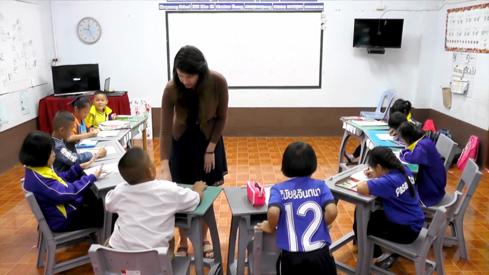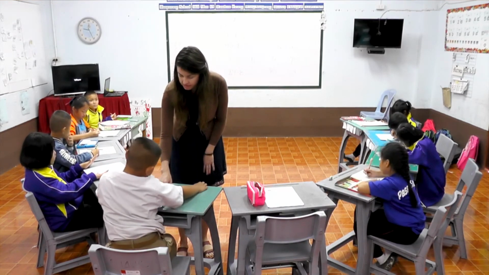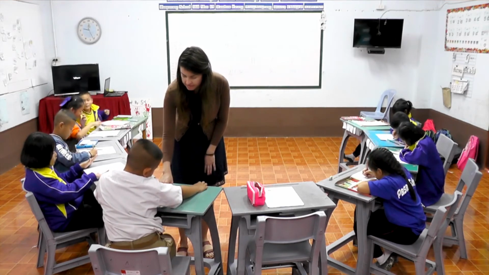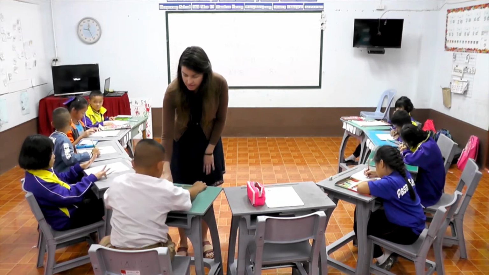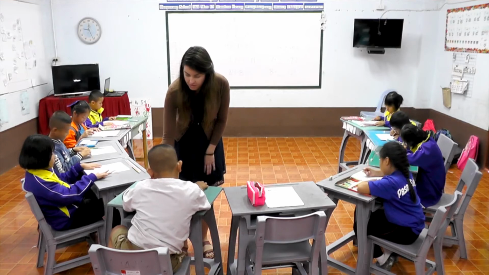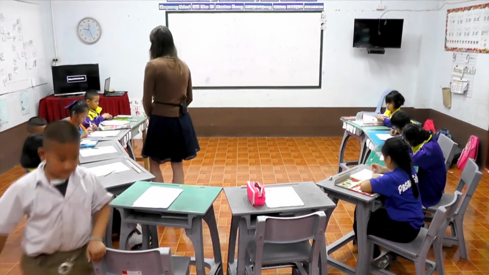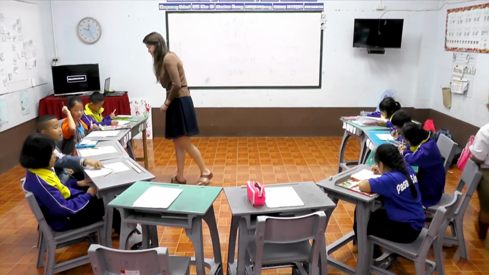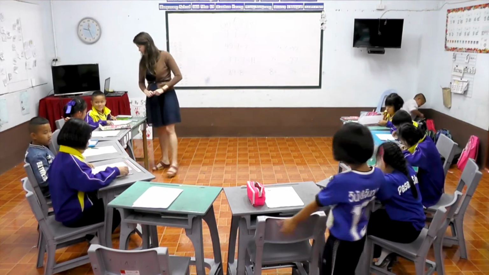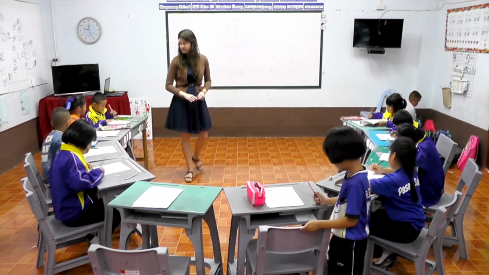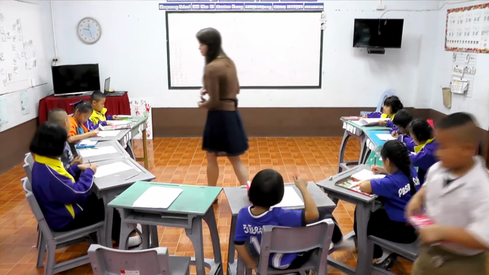24. Good. 24 divided by 8 equals 3. Very nice job. We'll color all your balloons. Color in those balloons. Looking good. You can also draw a picture if you want to draw a picture to help you figure out these problems.